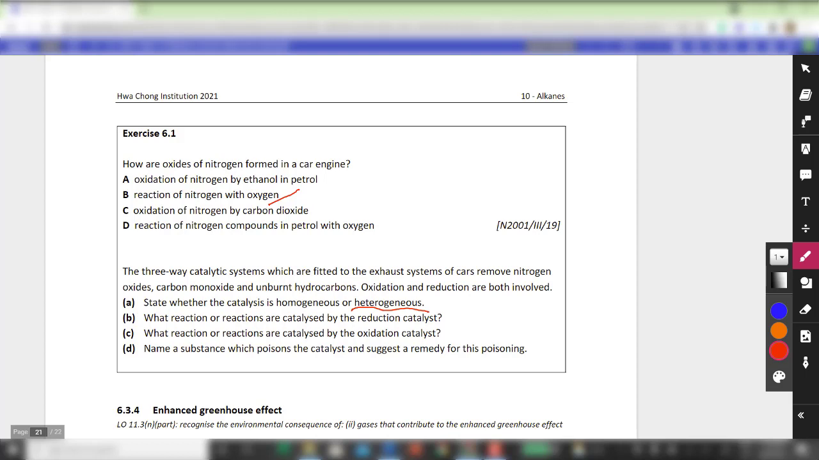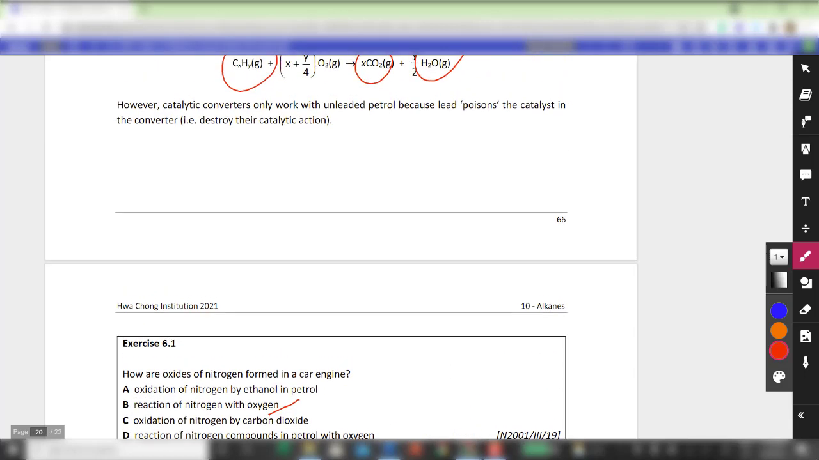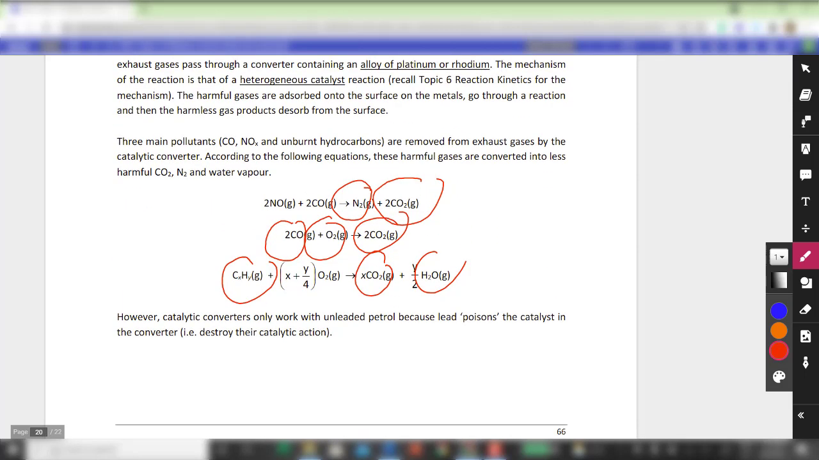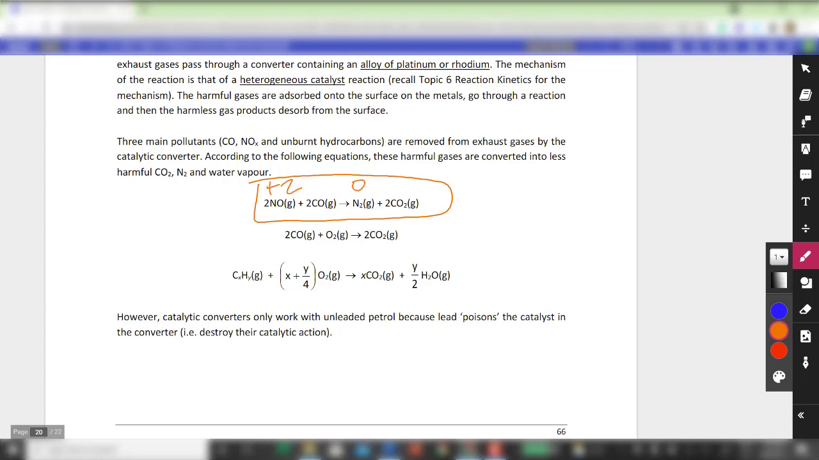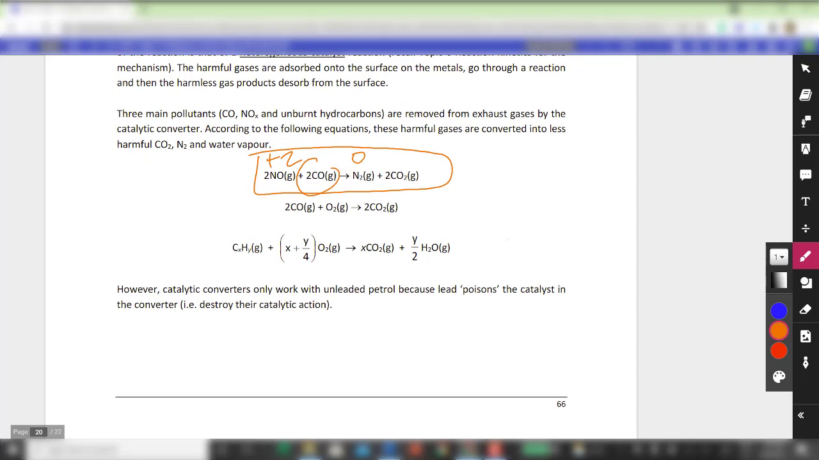What reactions are catalyzed by the reduction catalyst? I think we can go back to this. If I just remove all this, you realize that this particular reaction is actually a reduction, because the nitrogen here being +2 is reduced to 0. So this is likely to be catalyzed by the reduction catalyst. Of course, the CO is being oxidized to CO2.